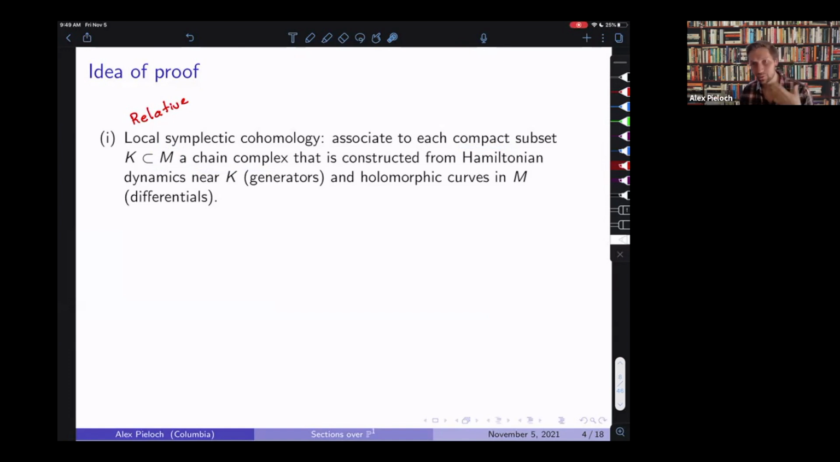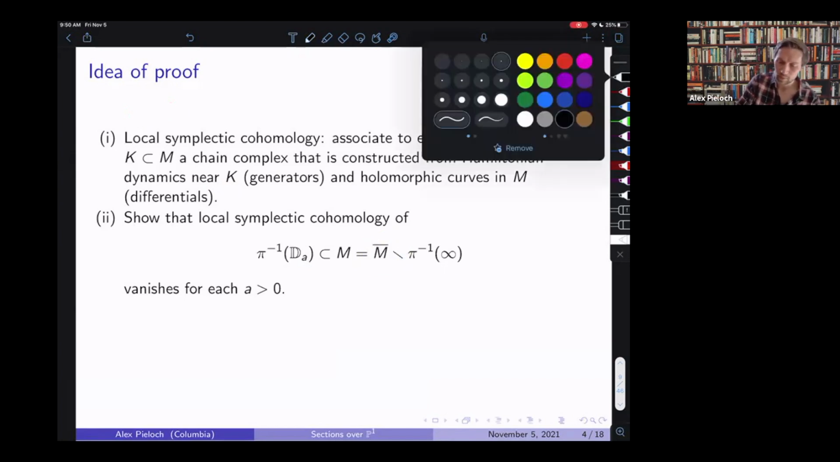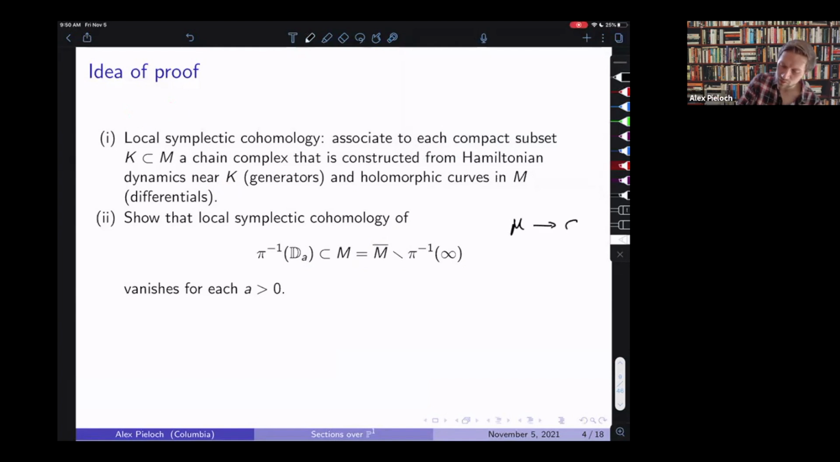So we're going to look at some Hamiltonian. We're going to look at its one-periodic orbits, and we're going to find some way of just focusing on the Hamiltonian orbits that are nearby our compact subset K. And then in the usual sense in Floer theory, we construct differentials by counting pseudo-holomorphic curves inside of our symplectic manifold. So we apply this invariant to a very particular class of compact subsets. We take our total family and we remove the singular fiber over infinity. Now this space M is just some symplectic manifold that's fibering over C.